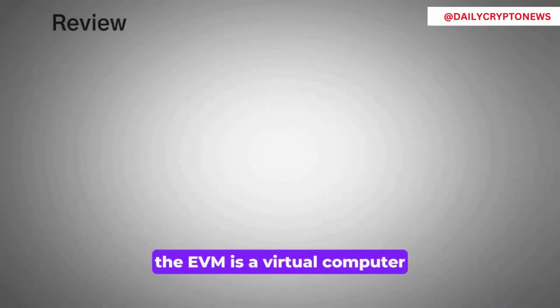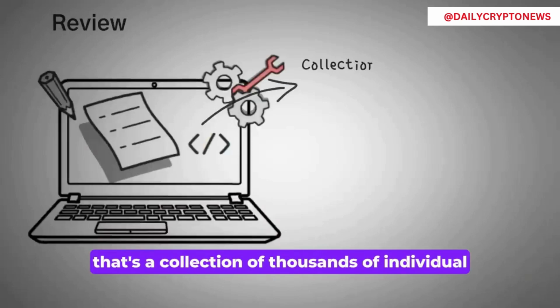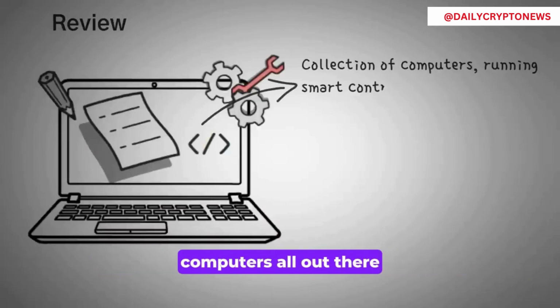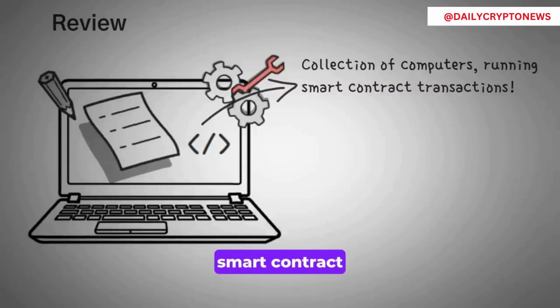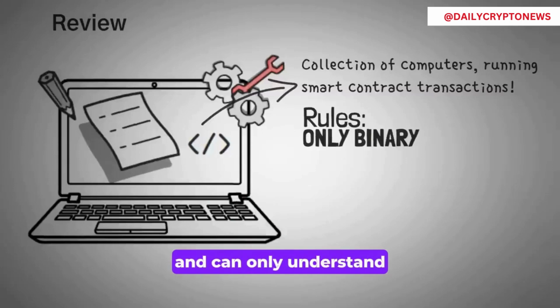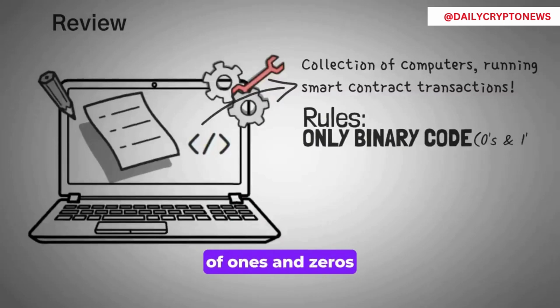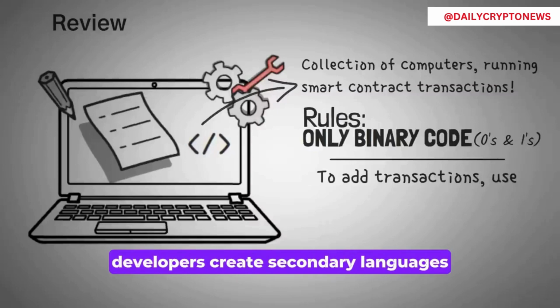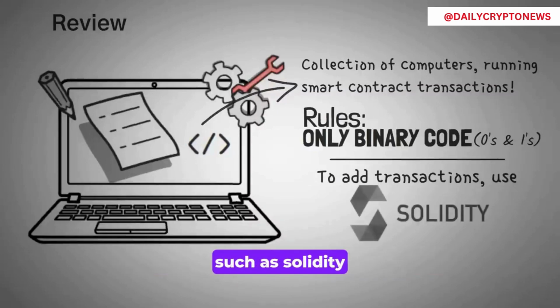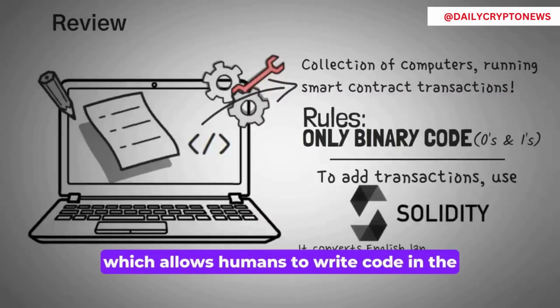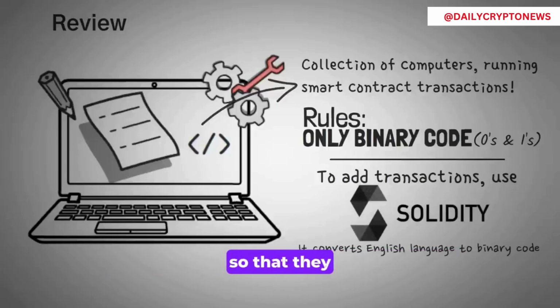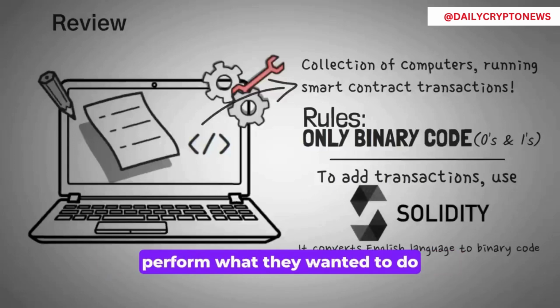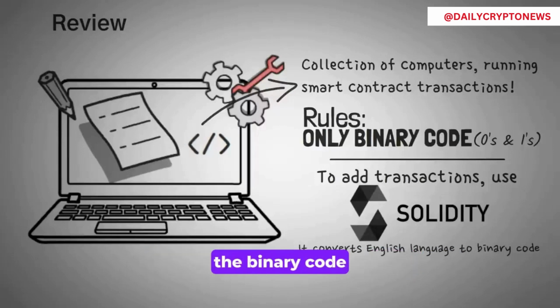So as a review, the EVM is a virtual computer that's a collection of thousands of individual computers all out there running the same smart contract transactions. This virtual computer has rules and can only understand binary code, which consists of ones and zeros. To be able to add transactions to the EVM, developers create secondary languages such as Solidity, which allows humans to write code in the English language so that they can have the EVM perform what they want it to do without needing to understand the binary code.